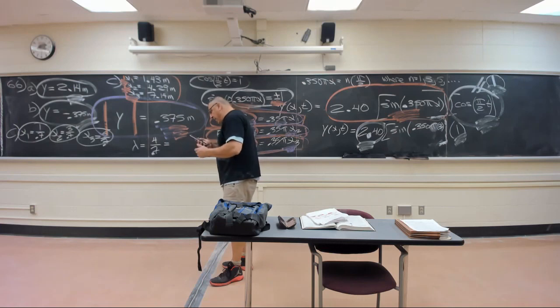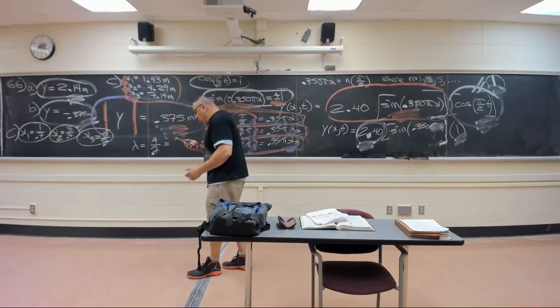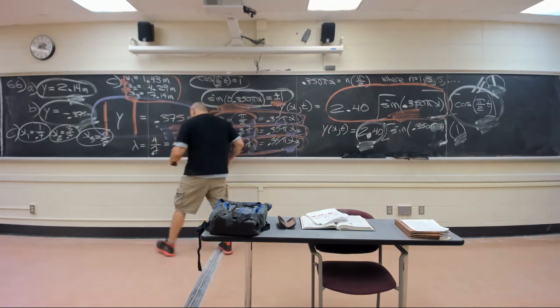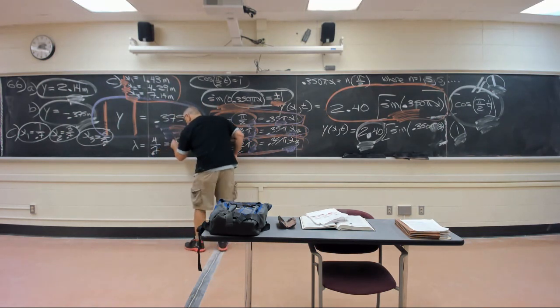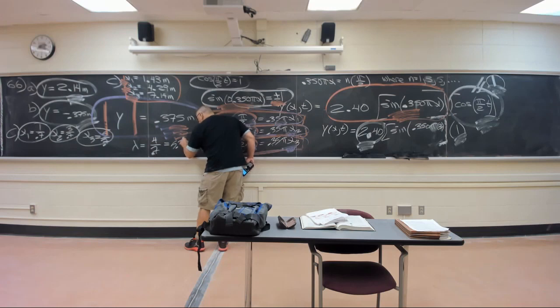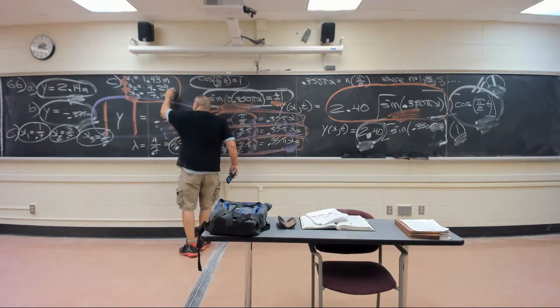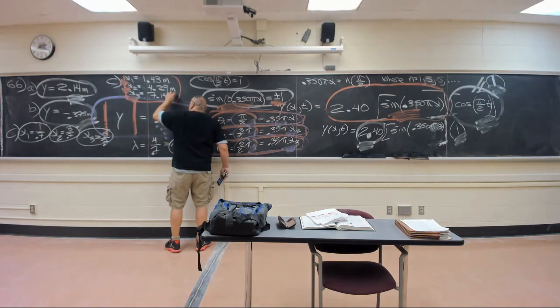I got 5.714285714. So 5.714 thereabouts. 5.714 meters. I told you it was going to be in the ballpark of 5.71, 5.72. Remember, guys, I rounded off. These should be identical. The distance between these two and the distance between these two should be identical.